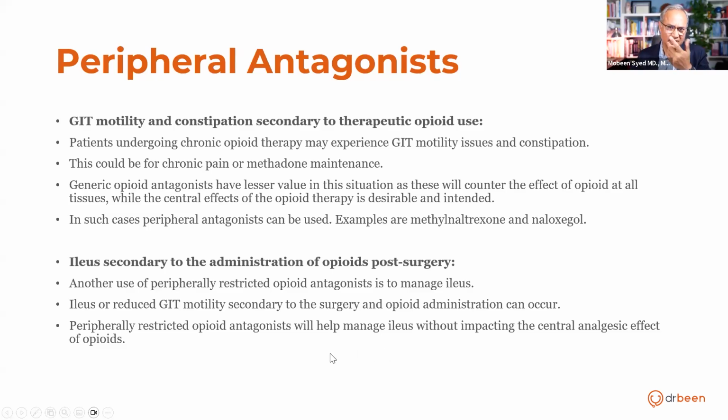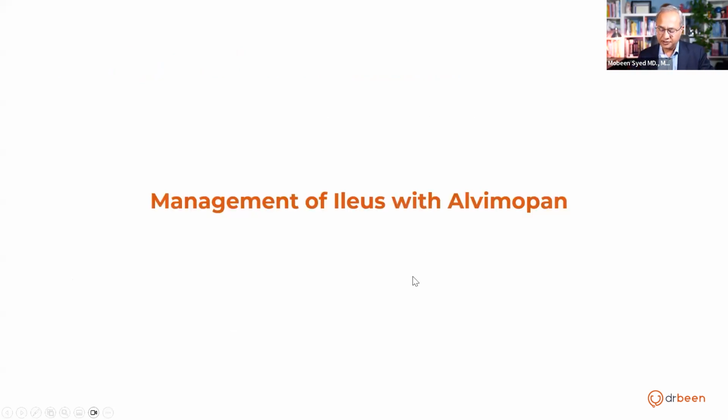So I hope this makes sense now. We have repeated it. We discussed this last time as well. We have modified antagonists that stay within the peripheral area and help the GIT.